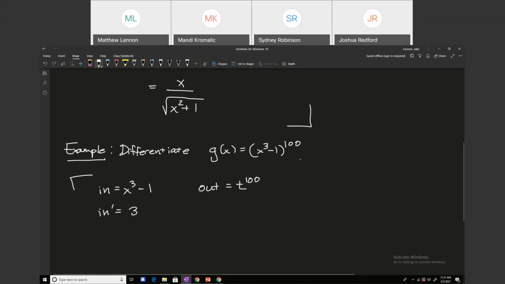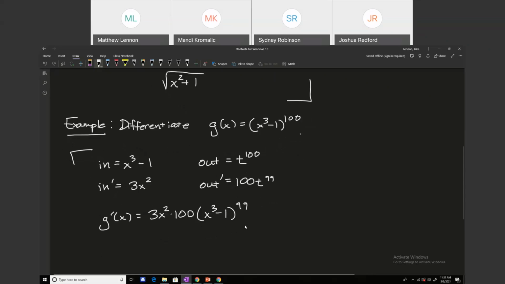So the inside prime is 3x squared. The outside prime is 100 times t to the 99. And then to find the derivative, you just multiply inside prime by outside prime. So I have 3x squared times 100, and then turn t back into the inside. So t becomes x cubed minus 1, in parentheses, raised to the 99th power. To simplify, 3x squared times 100 is just 300x squared. So I have 300x squared times x cubed minus 1 to the 99.